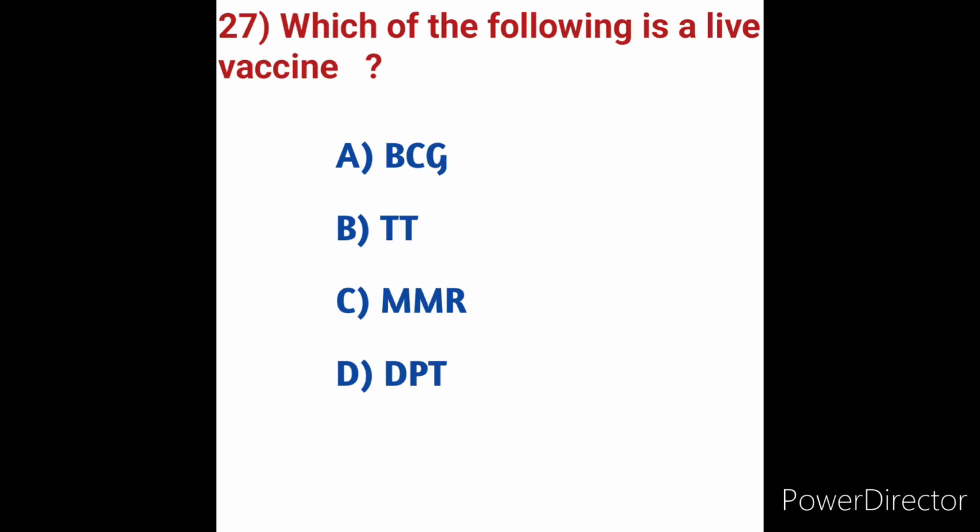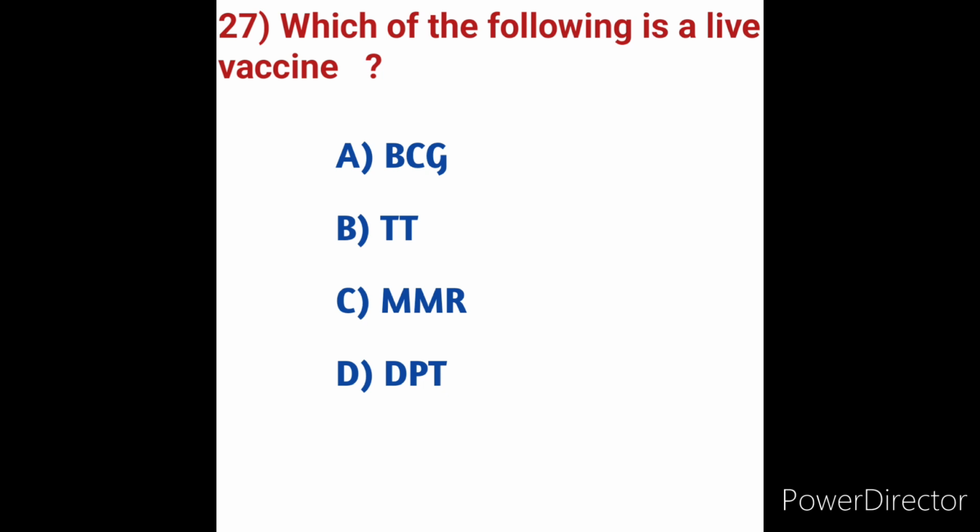Which of the following is a live vaccine from the options? Which one is a live vaccine? We will see the options. Option A, BCG. Option B, TT. Option C, MMR. Option D, DPT. What is meant by live vaccines?